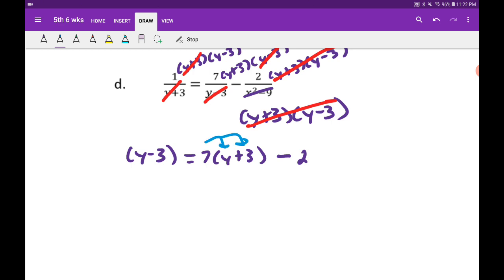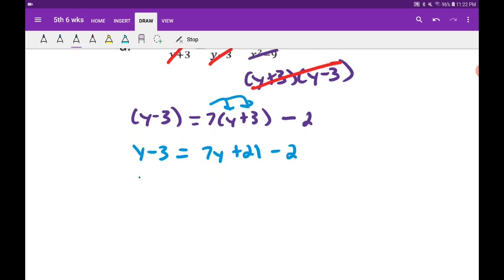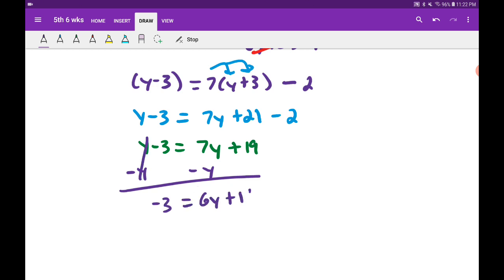So let's distribute this 7 here. So we're going to get y minus 3. We don't need that parentheses anymore. We get 7y plus 21 minus 2. Let's combine like terms. So we get y minus 3 equals 7y plus 19, since 21 minus 2 gives us 19. And then let's get our variables together. I have 7y on the right, y on the left. So I'm going to subtract this y from both sides, keeping my y's positive. So negative 3 equals 6y plus 19.